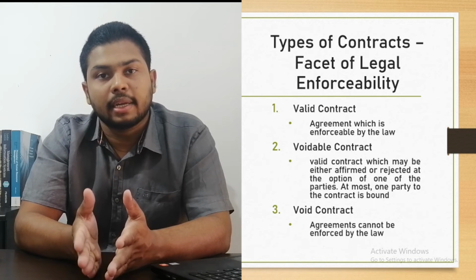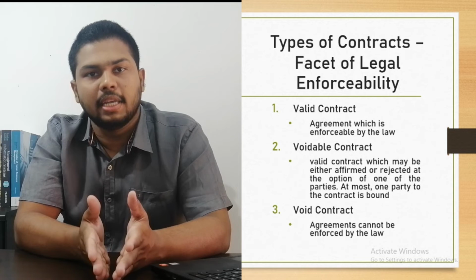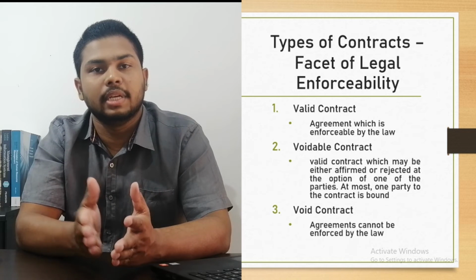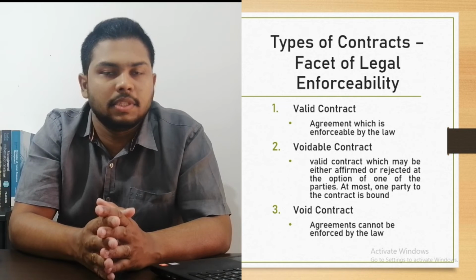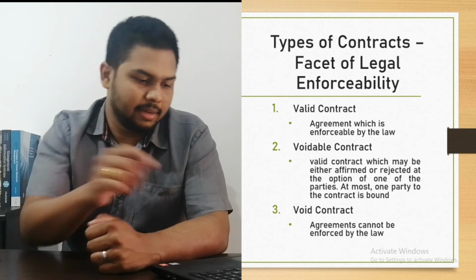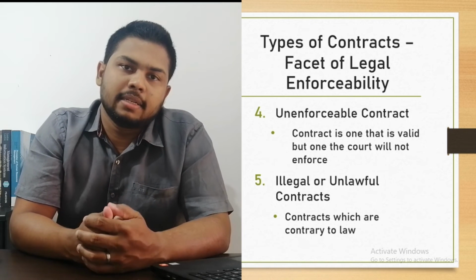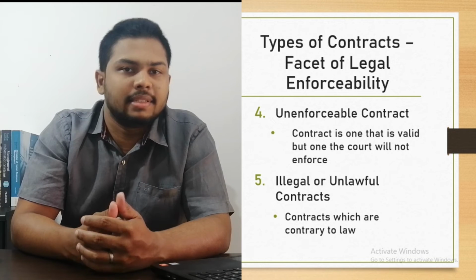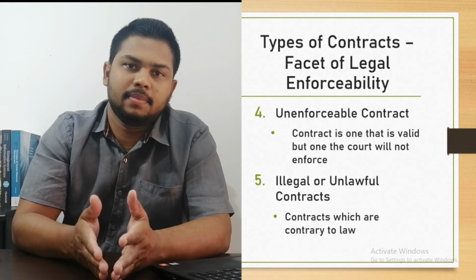And the contracts which are cancelled by the court of law because of the invalidity of some of the terms and conditions, or the illegality of the terms and conditions, we can call them a void contract, which is not going to be in existence. Then the fourth one is the unenforceable contract. Unenforceable in the sense that it is not enforceable by the court of law.